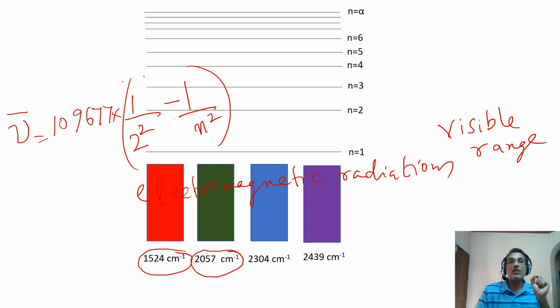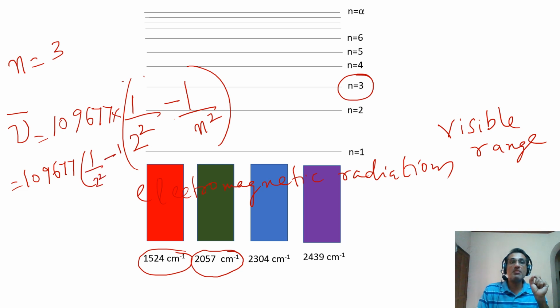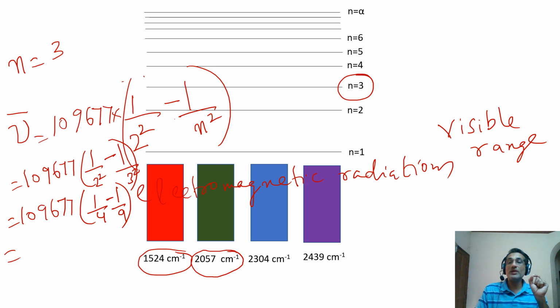So here, when the value of n is substituted as 3, the equation will be modified as 109677 into 1 by 2 squared minus 1 by 3 squared, which will be equal to 109677 into 1 by 4 minus 1 by 9. If you work this out, you will see that the value is equal to 1523 centimeter inverse. You can see that over here.